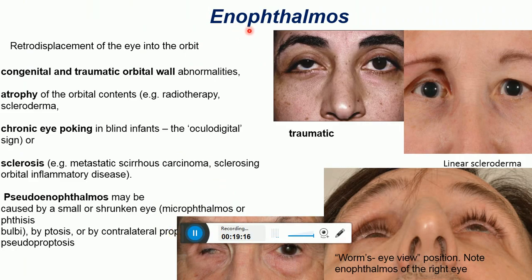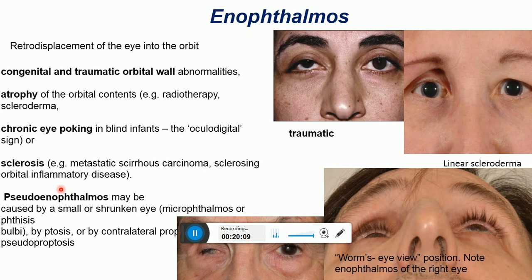Next is enophthalmos. It is the recession of the globe within the orbit, or the retro displacement of the eye into the orbit. The causes include congenital and traumatic orbital wall abnormalities, atrophy of the orbital contents, for example by radiotherapy, and scleroderma. Here you can see linear scleroderma, and here you can see traumatic enophthalmos. Another cause is chronic eye poking in blind infants, the oculodigital sign, or sclerosis, for example metastatic scirrhous carcinoma, sclerosing orbital inflammatory disease.